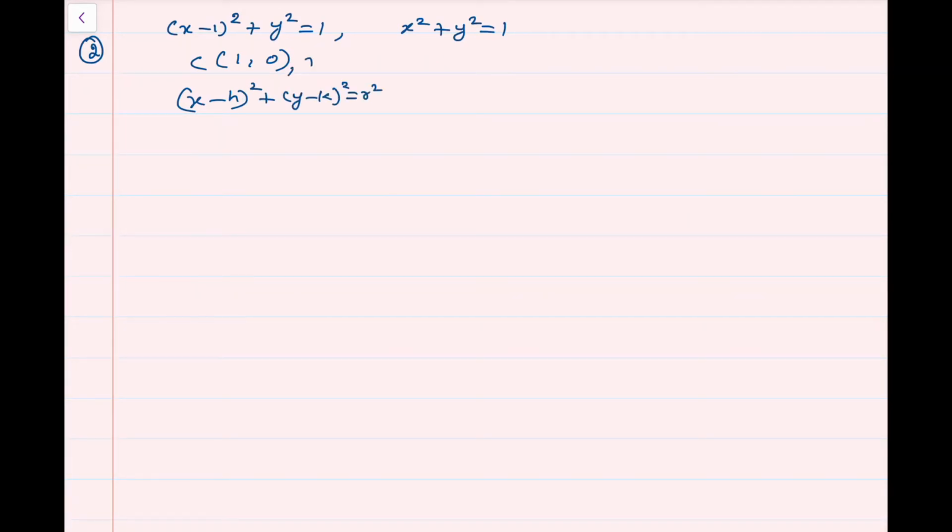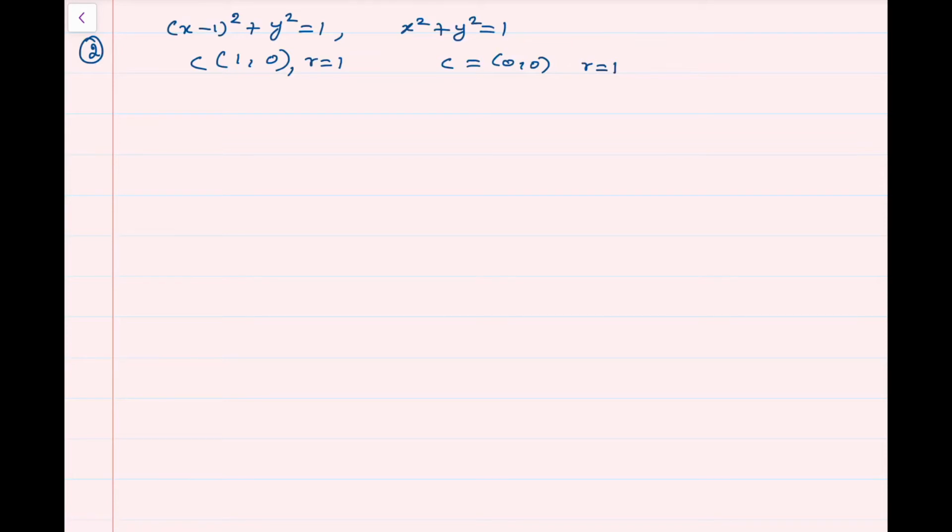Second question, find the area bounded by the curves x minus 1 the whole square plus y square is equal to 1 and x square plus y square is equal to 1. Both are circles. This circle's center is 1, 0. This is of the form x minus h the whole square plus y minus k the whole square equals r square, and radius is 1 unit, and here center is 0, 0 and radius is 1 unit. They are congruent circles because their radii are same.